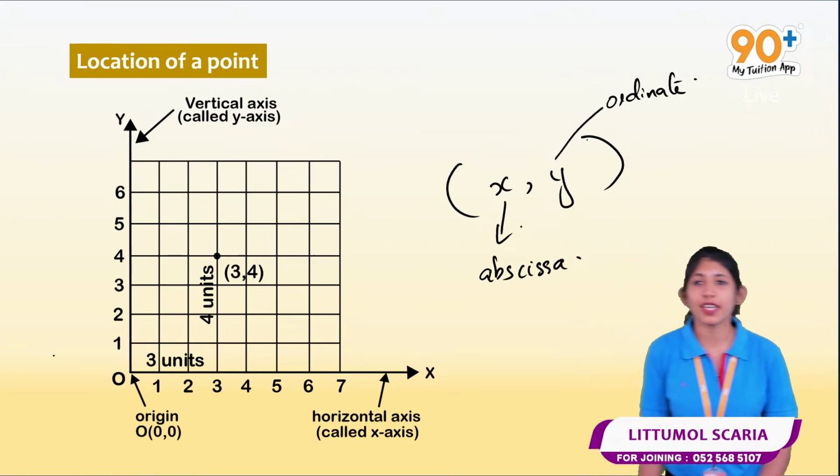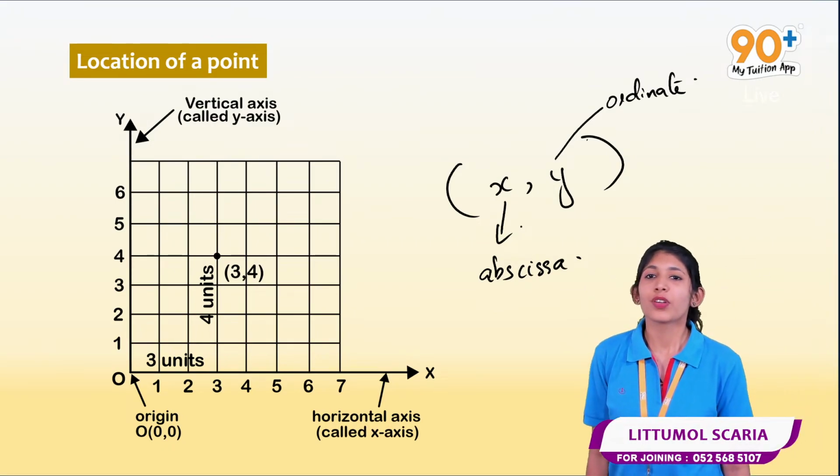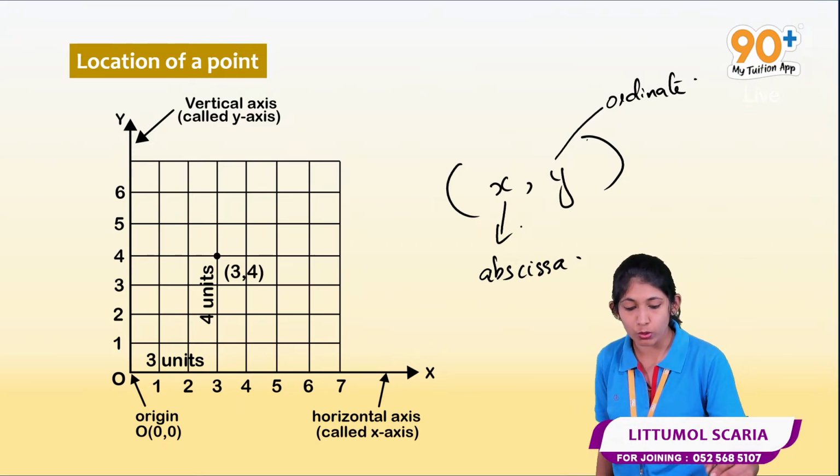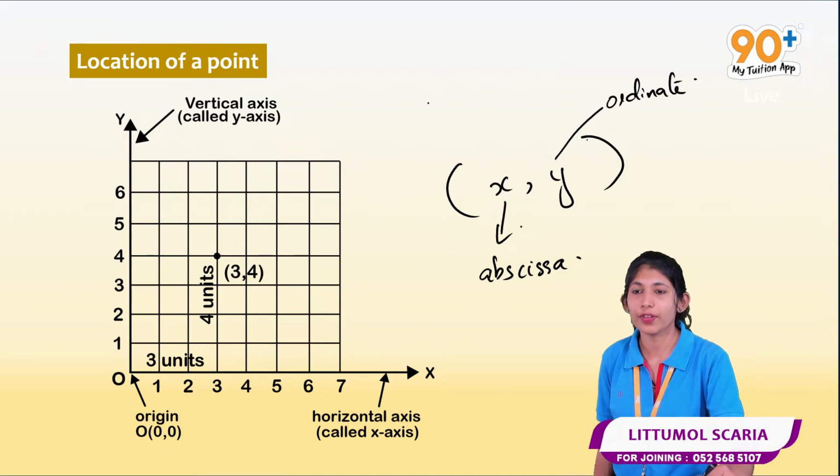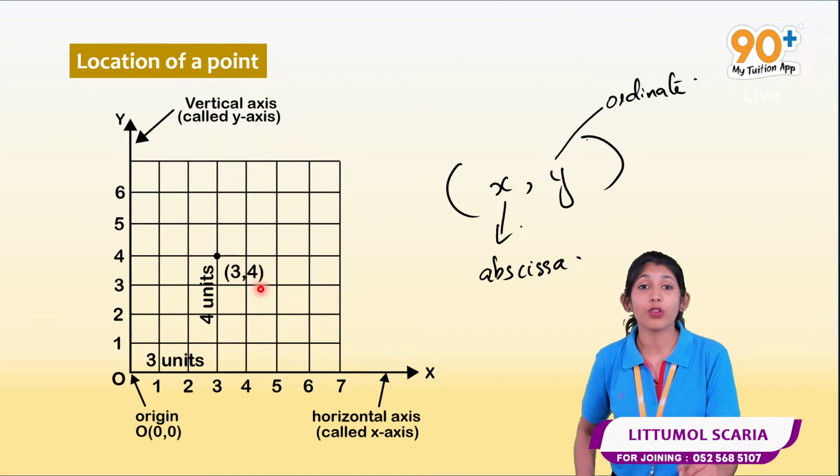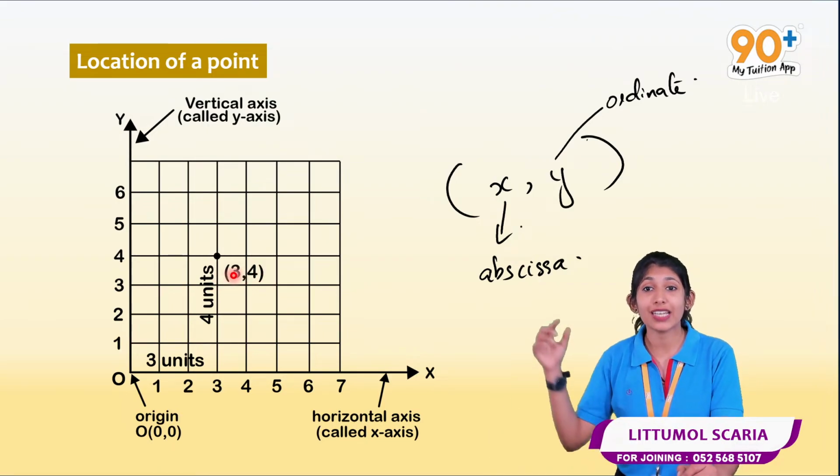Okay, so this is a basic idea regarding plotting. Now we'll see how to plot. Location of a point. So here you can see a point, ordered pair 3, 4. How do you read it? Ordered pair. It's in an order.